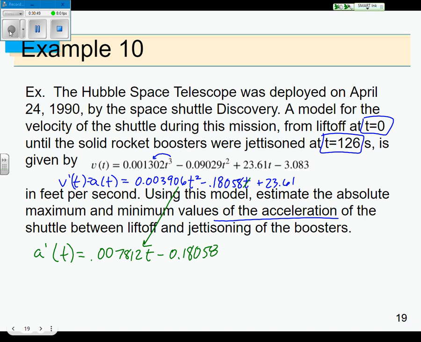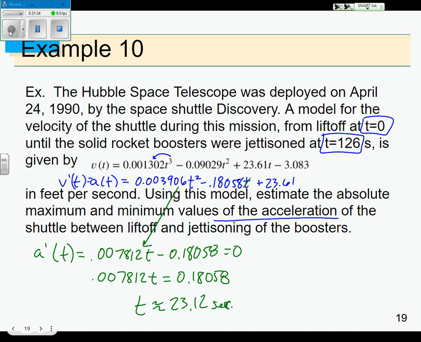And so I need to find the critical numbers of this. Whenever I set this equal to 0, that's going to be 0.007812t equals 0.18058. Divide that off. We're just going to go decimal on this, that's going to make more sense. 23.12 seconds. That's going to be my critical number. Something might have happened at 23.12 seconds to make it so the acceleration was at a maximum or minimum. I'm going to use my closed interval method to find out.